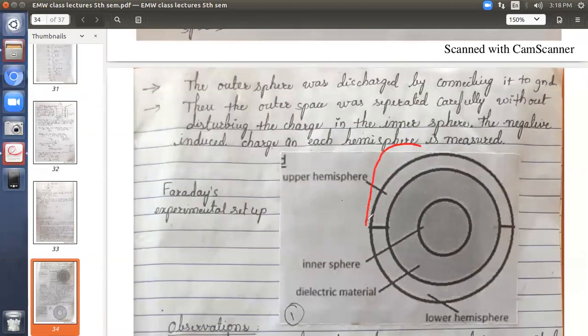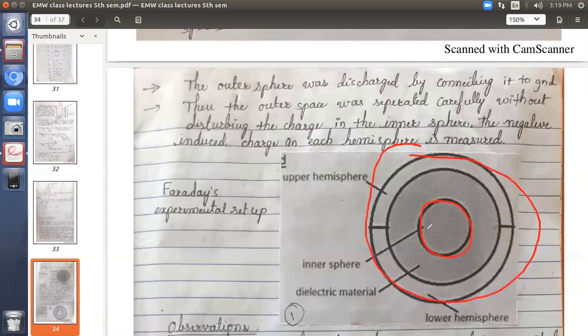This is one experimental setup. This is the cross section. Okay, cross section. I cannot draw that three-dimensional diagram here, so I'm taking the cut cross section and showing you. This is one central sphere.